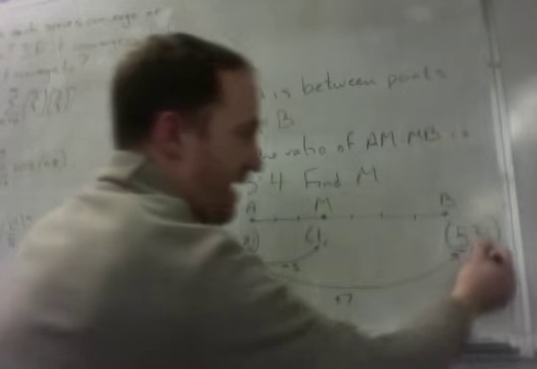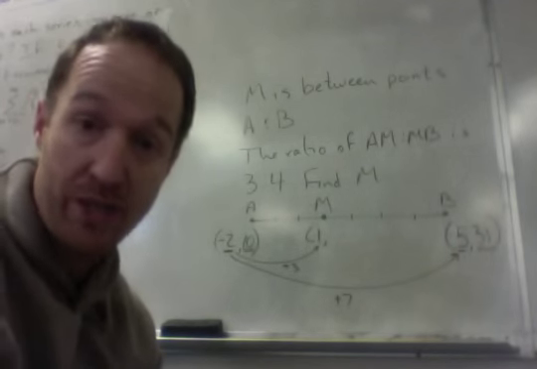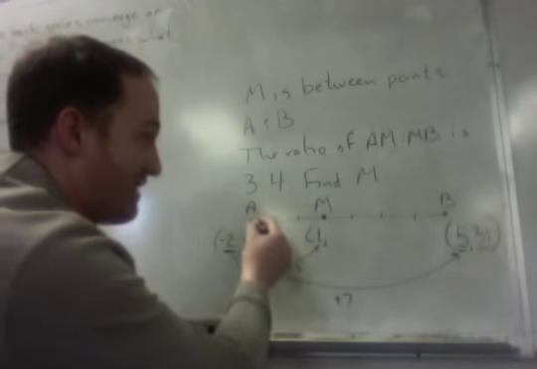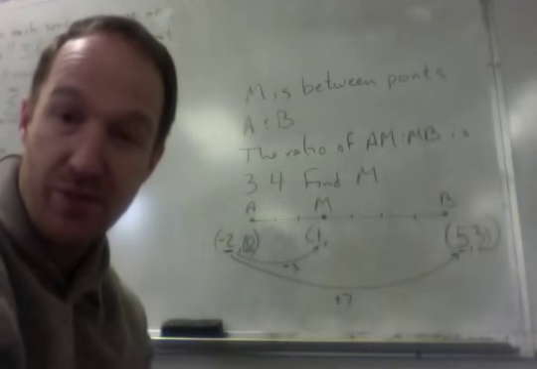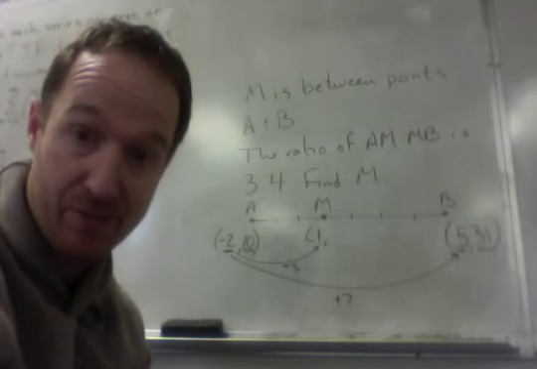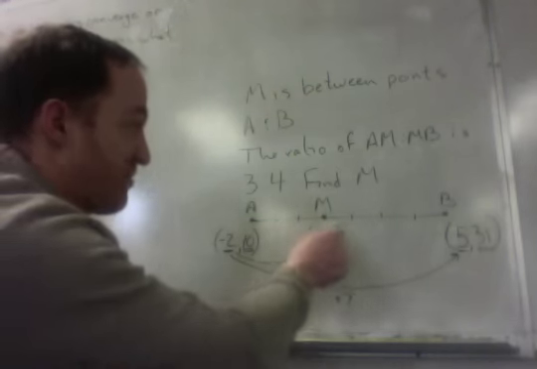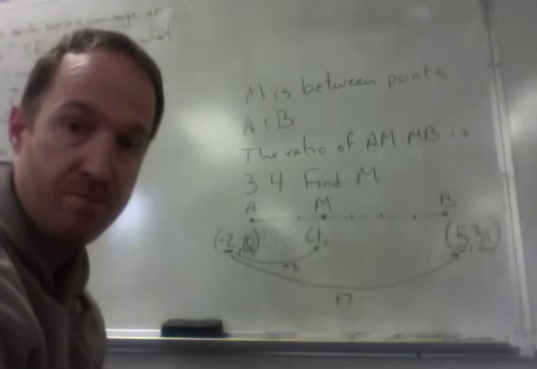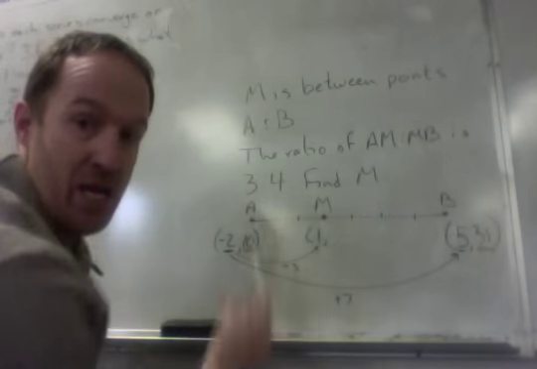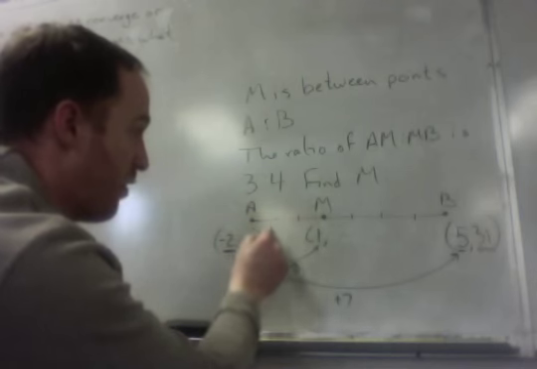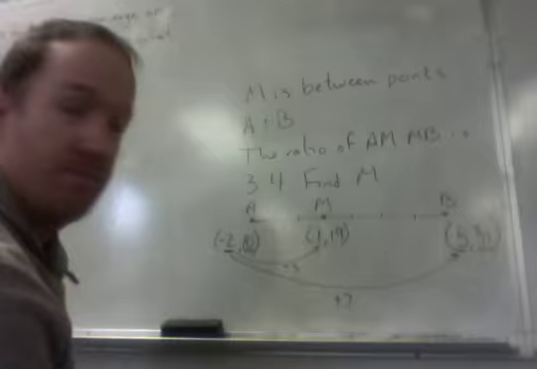Now we do the same thing with the y's. To go from 10 to 31, that's 21. We've got to go up 21, but we've got to do that in 7 steps. 1, 2, 3, 4, 5, 6, 7 steps. So that means each step has to be 3, because 7 times 3 is 21. So to get to M, we've got to go up 3, 6, 9. So from 10, we've got to go up 9. That's 19. And there we go.